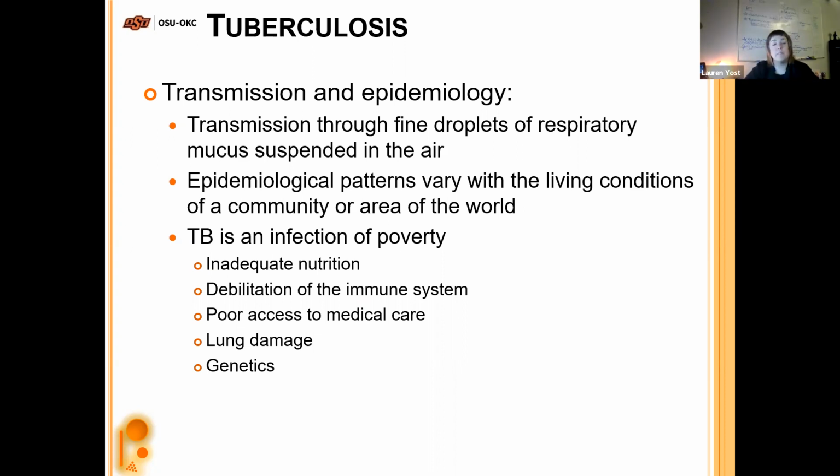It is considered to be an infection of poverty. We see increased incidence of it with inadequate nutrition, debilitation of the immune system in general, poor access to medical care, lung damage, and just genetic issues dealing with poor immune function in general. So that all makes sense.